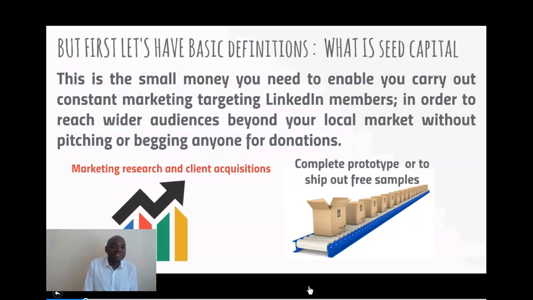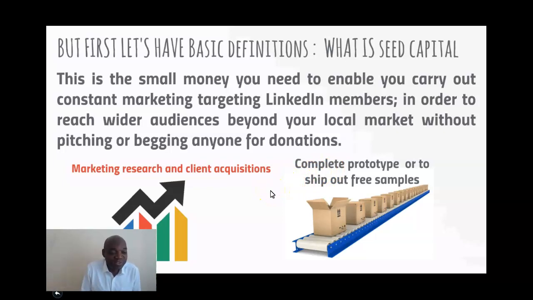But first, let's have a basic definition. What is seed capital? This is the small money you need to enable you to carry out constant marketing, targeting, in this case, your LinkedIn members, in order to reach a wider audience beyond your local market without pitching or begging anyone for donation. So you need seed money to carry out marketing research or client acquisition. If your client base is very small, you will need seed capital to carry out advertising, marketing. Or most probably you need seed capital to complete a prototype or to ship out free samples.